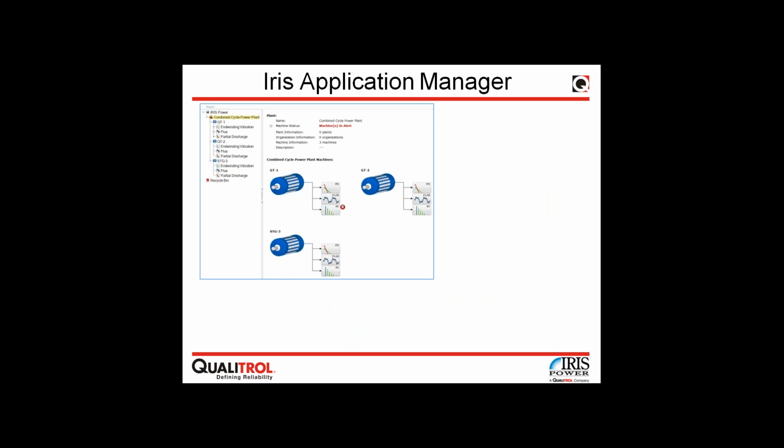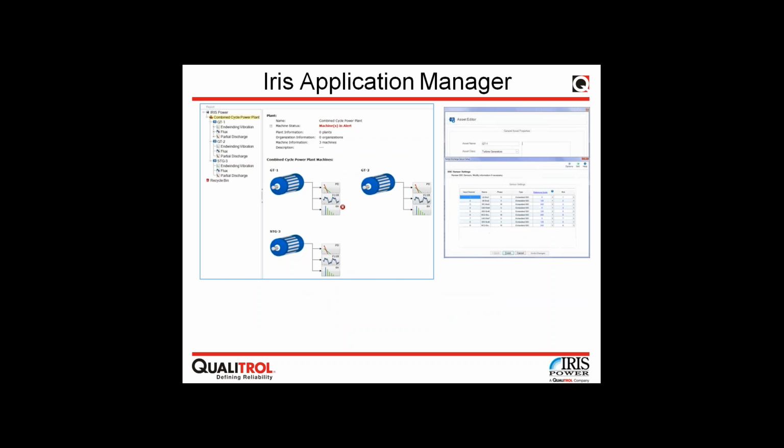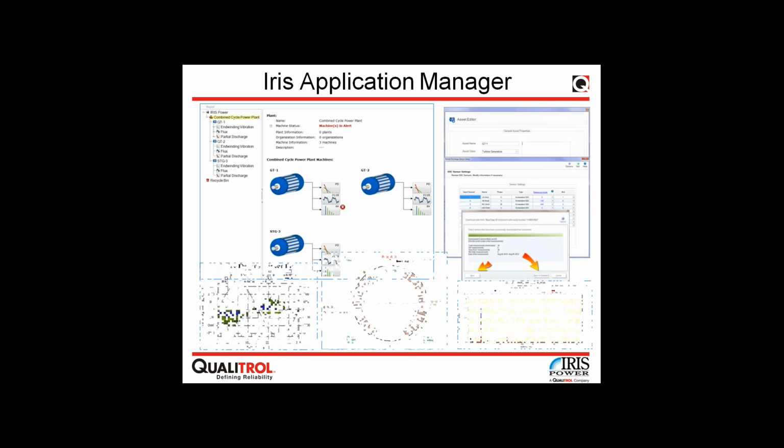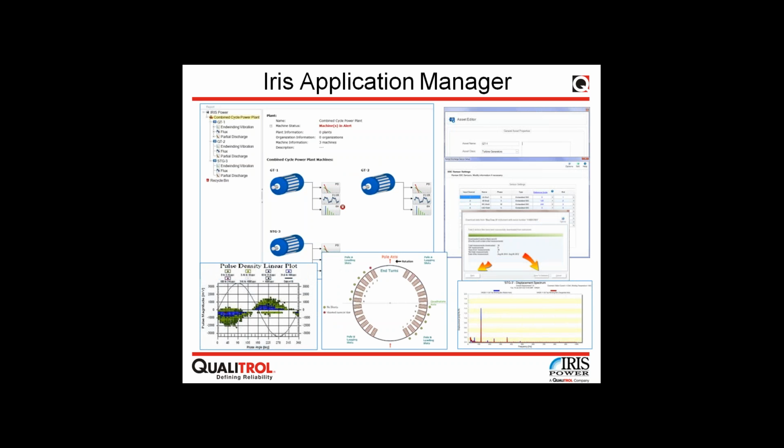IRIS Application Manager is the name of the software behind the system, and it will be used for setup and definition of the machines being monitored. Then there will be different software packages dedicated to each technology for data analysis. On the left, you can see partial discharge. In the middle, there is a round rotor flux indication, and on the right, the shaft monitoring system data display. That's the package used for condition-based monitoring, and today, again, it's hydrogenerators.